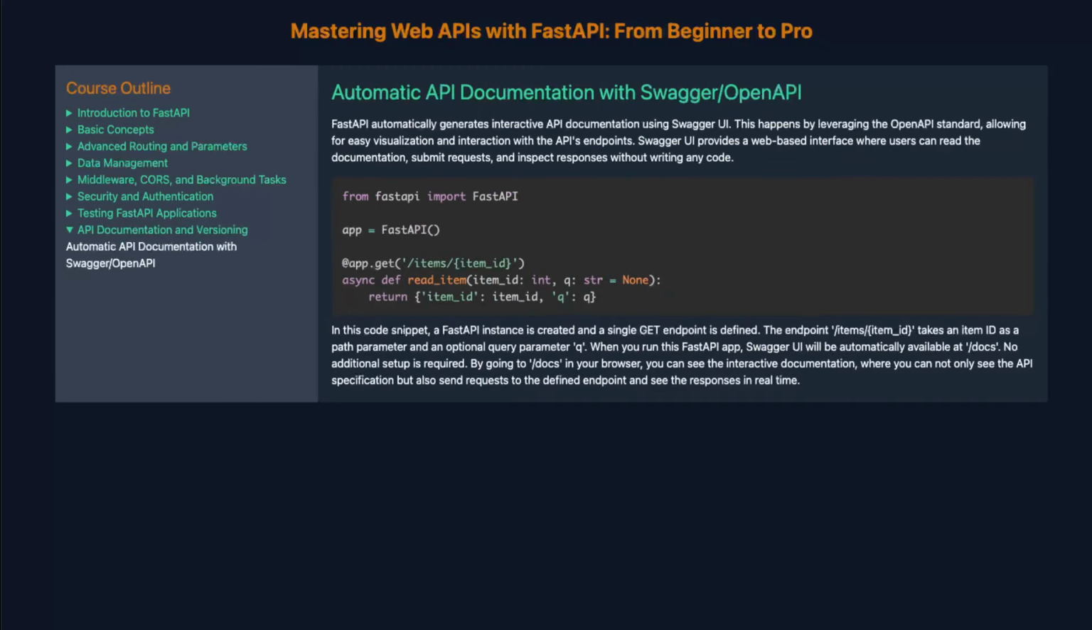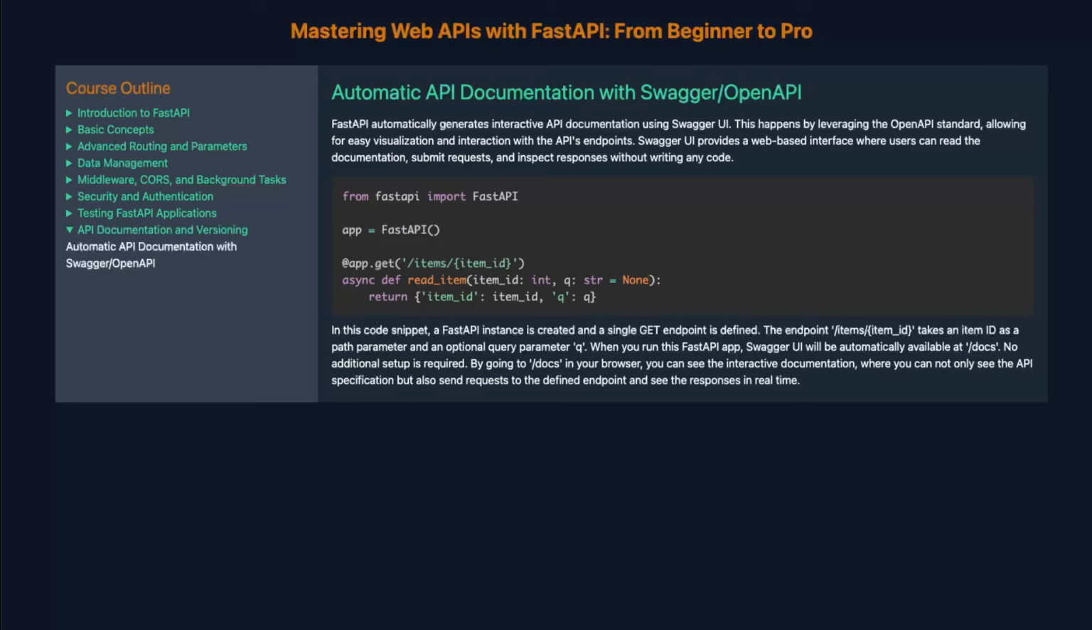Automatic API documentation with Swagger OpenAPI. FastAPI automatically generates interactive API documentation using Swagger UI. This happens by leveraging the OpenAPI standard, allowing for easy visualization and interaction with the API's endpoints. Swagger UI provides a web-based interface where users can read the documentation, submit requests, and inspect responses without writing any code. In this code snippet, a FastAPI instance is created and a single GET endpoint is defined.